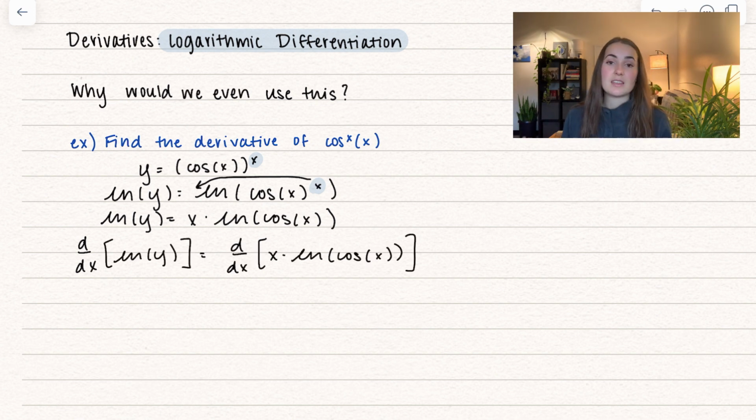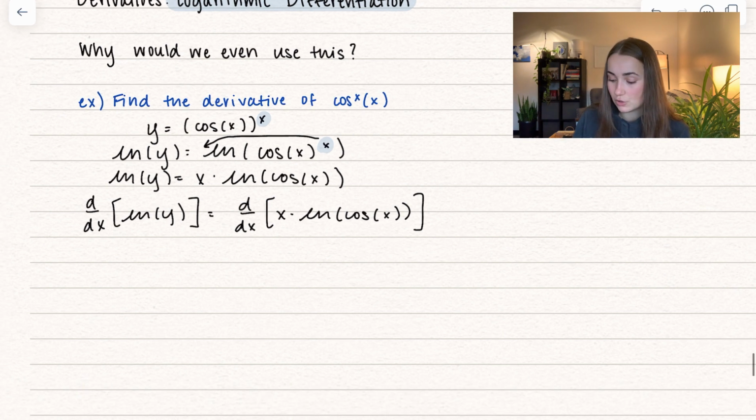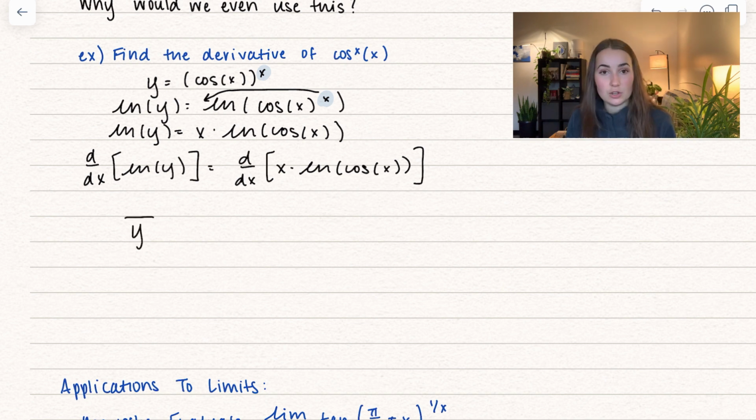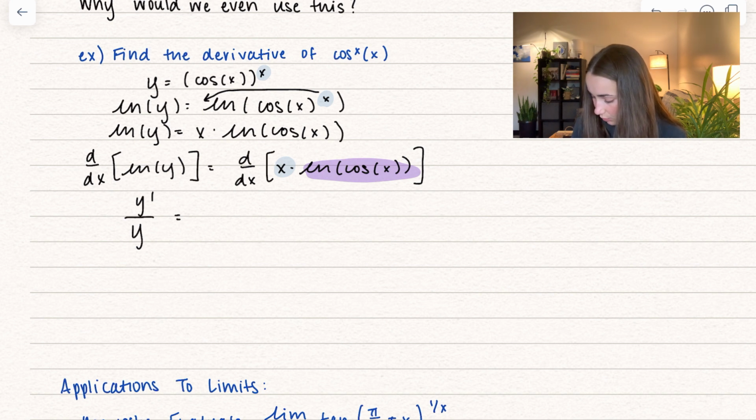Here, when I take the derivative of the natural log of y, I do have to use implicit differentiation. So first, on the denominator, we have whatever is on the inside of the natural log, and in the numerator, we have that derivative. The derivative of y in terms of x is just going to be y prime, right? So now we have y prime divided by y equals, and we can go ahead and set up the product rule. Our first term is going to be x, and our second term is going to be the natural log of cosine of x. So let's go ahead and set up the product rule.